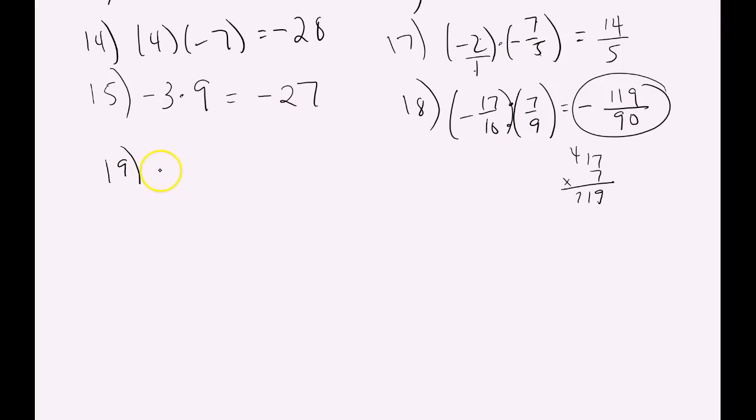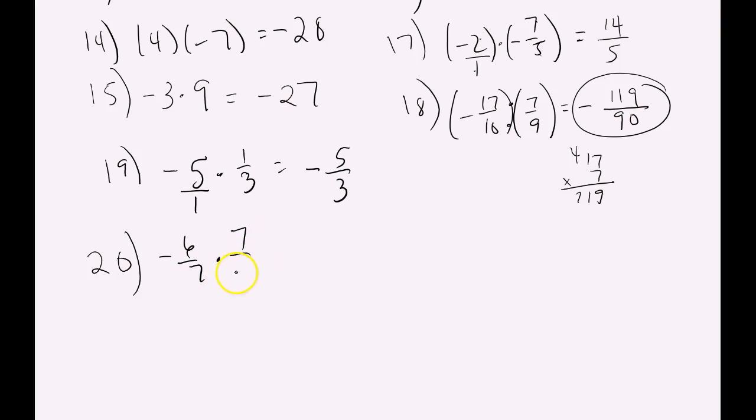Okay, so we're down to number 19. Number 19 is negative 5 times 1/3, okay? So one of these is negative, so the answer is negative. And now, to multiply, remember, stick a whole number over 1, and now it's a fraction, and you can do top times top and bottom times bottom. Number 20, negative 6/7 times, is that a 7/6? Negative 7/6. Okay, they're both negative. Okay, so if they're both negative, the answer will always be positive because they have the same sign, okay? So I know the answer is positive. Now, how do I get an answer?